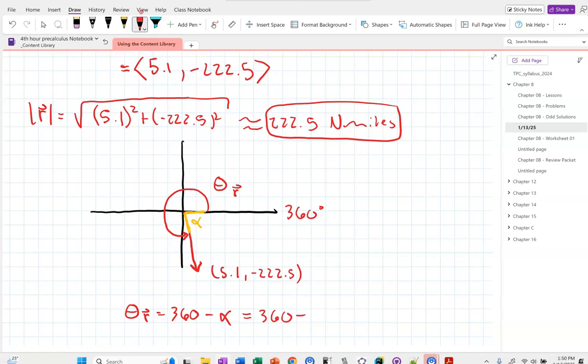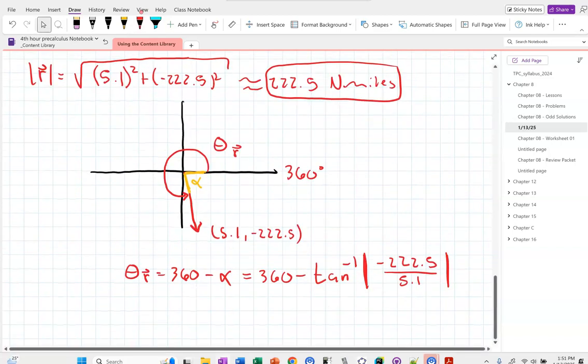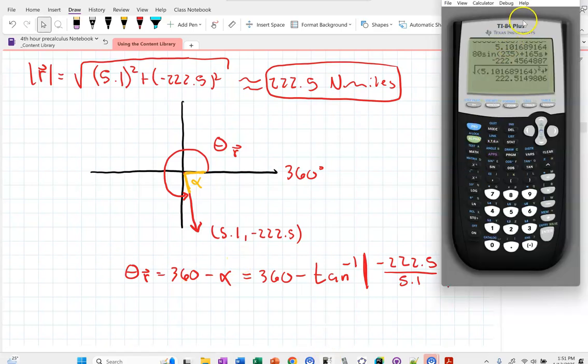And that alpha we always find the same way. It's going to be tan inverse absolute value of the y coordinate over the x coordinate. And now it's just calculator time. So I'll do 360 and then minus tan inverse, and then to get the absolute value here, I'm going to do math. I'll go over to the number and pick absolute value. And I'll do y divided by x. Close my parenthesis and then press enter. And I get about 271.3.